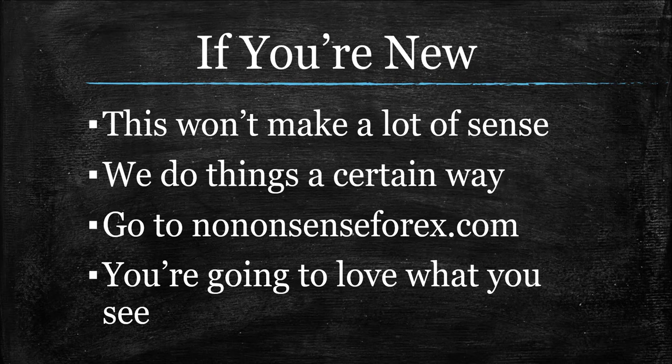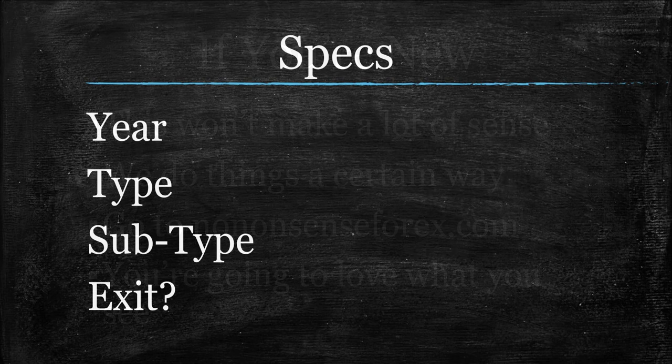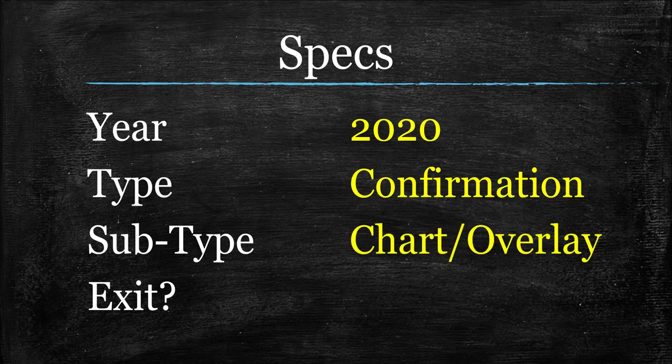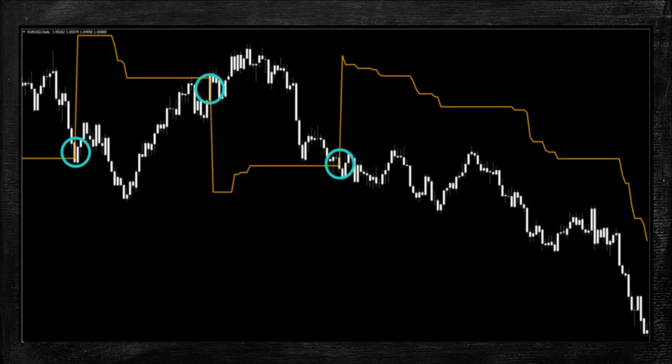For the OGs, let's go ahead and get into Trend Akkam. The year was 2020. The type, as I said before, is a confirmation indicator. This is going to be a chart overlay style, which I've always said lends itself well to exit indicators, but in particular today, I've been very impressed with this one as it applies to exits. So let's go ahead and take a look at it.